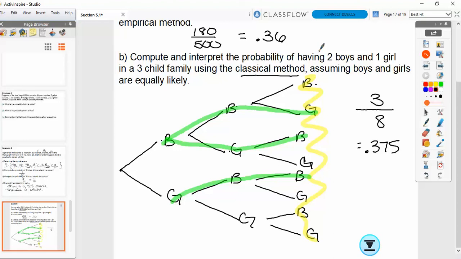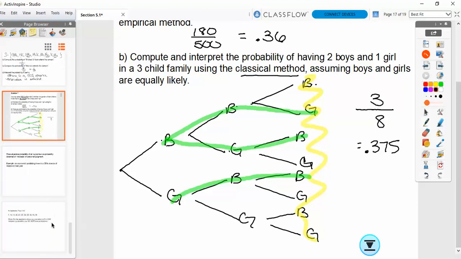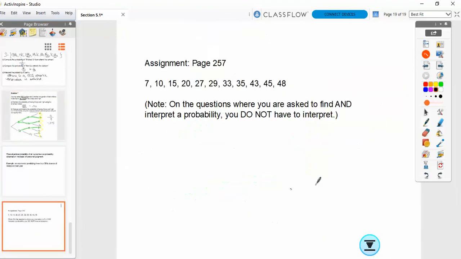Were these the same? No. So that's the difference between empirical and classical. Empirical is based off real data, what I saw happen. Classical is what I would expect to happen. Does that make sense to everyone? Okay. So I am done.